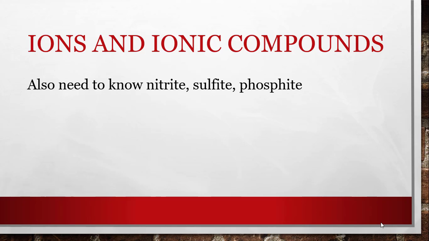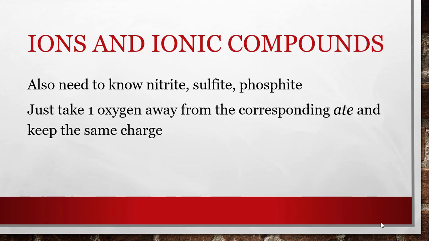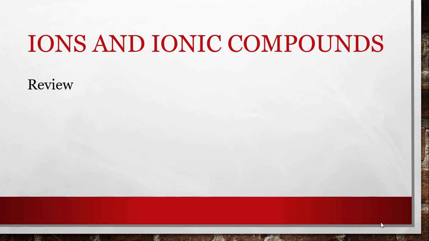There are also three ites that you should memorize: nitrite, sulfite, and phosphite. All you have to do is take one oxygen away from the corresponding ate, then keep the same charge. So for example, nitrate is NO3 1-, nitrite would be NO2 1-. So that's all I want to say about polyatomic ions at this point.